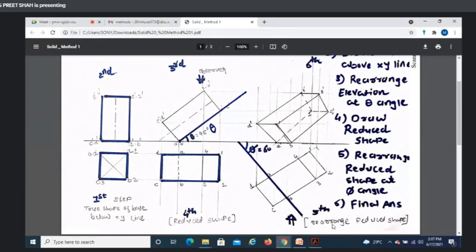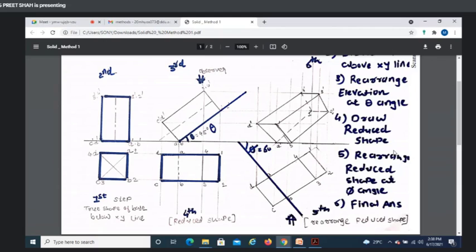Now in the fifth step, you have been given an inclination with respect to the vertical plane. For example, the square prism is inclined to the vertical plane by 60 degrees. First you draw the 60-degree inclination line, then rearrange your reduced shape. So the fifth step is to rearrange the reduced shape at the given angle. Next, from the fifth step you draw vertical projections. Similarly, from the third step you draw horizontal projections. Where they meet, you draw the final answer.